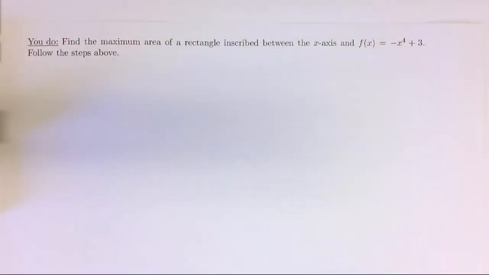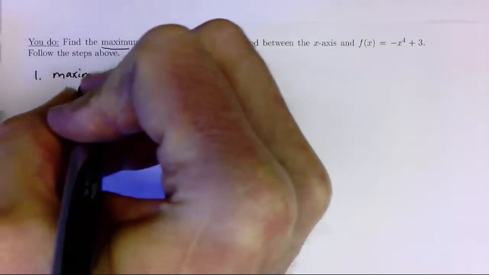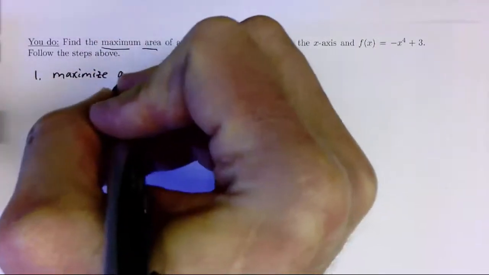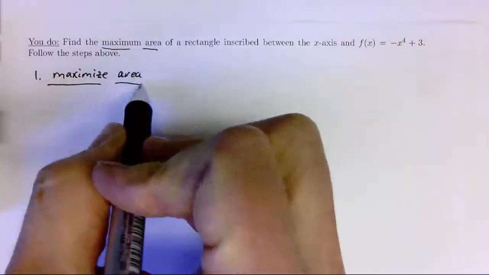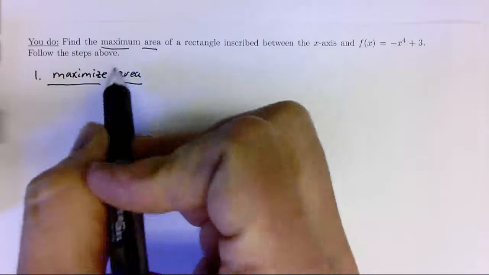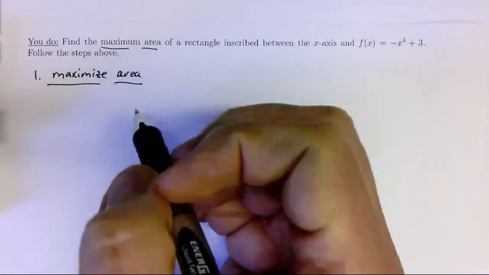In this problem it's pretty easy to pick out, because we can see right here, find the maximum area. So step one, we want to maximize area. This is actually kind of important. Area is what we're trying to maximize, and we're going to need to find a function that describes our area.